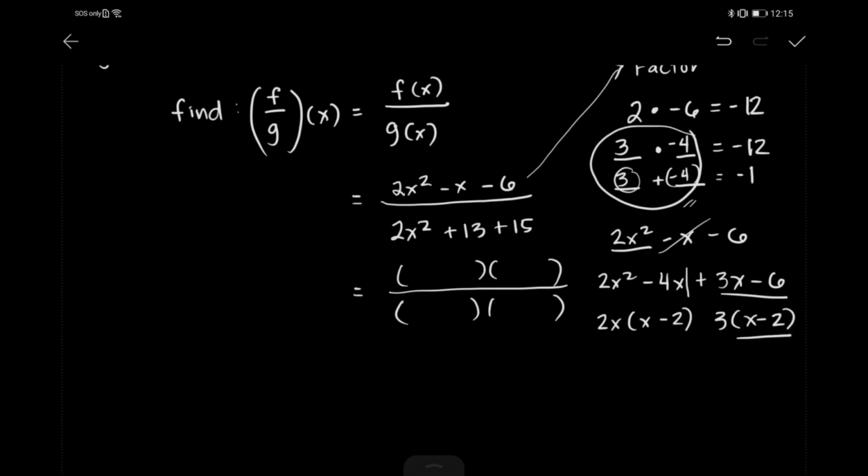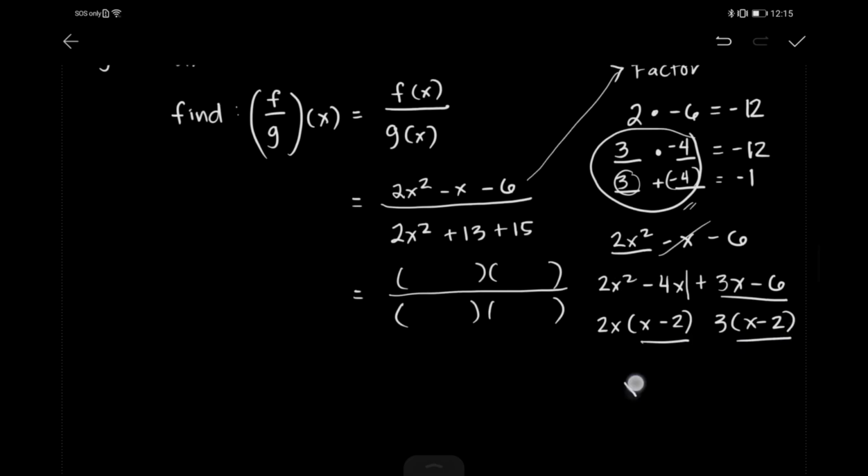So we have here a common factor, the x minus 2. We have to write the x minus 2 here. And of course, our outside factors, which are the 2x and the positive 3. So this is now the factored form of our numerator, the x minus 2 and the 2x plus 3. How about the factor of our denominator?